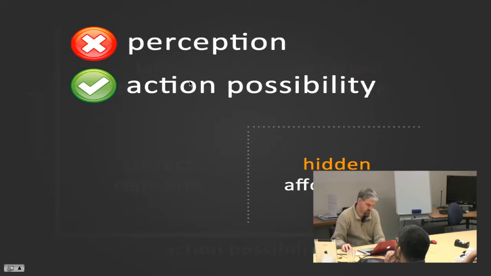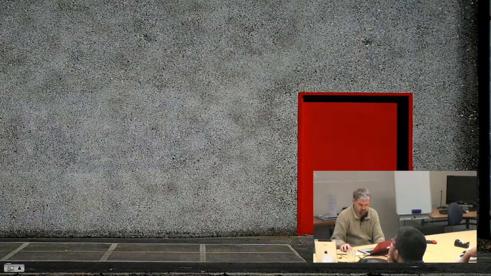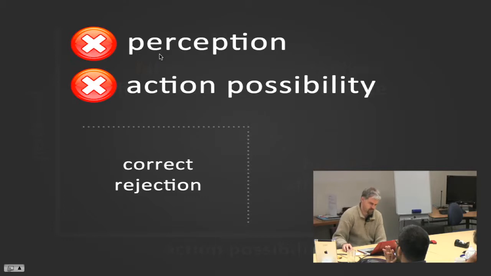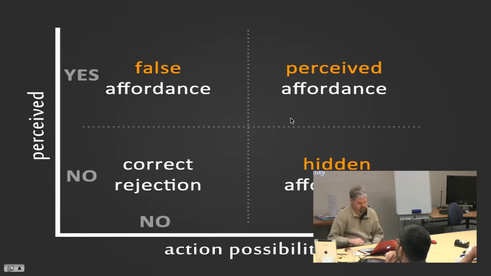And then you have a hidden affordance where the action is possible, but you can't perceive the action necessarily because it's hidden. So here, for example, this is a door. It could be a door, but there's no door handle or anything here, so you don't know how to open it or not. So it's a hidden affordance. And then there's the case where you can't perceive the affordance and you can't act on it, so the object's kind of useless.